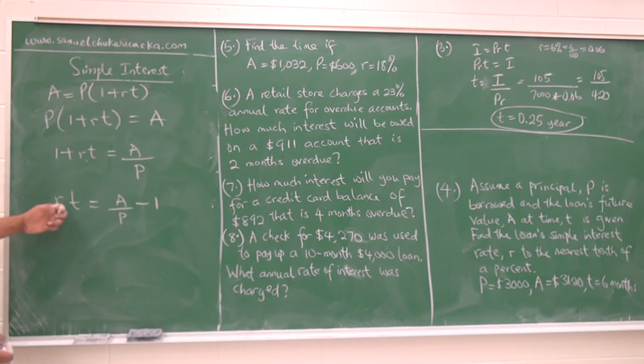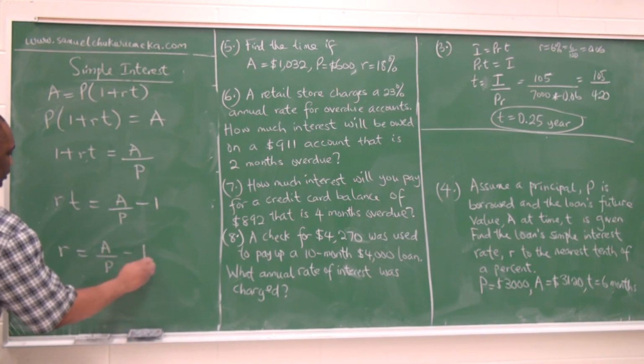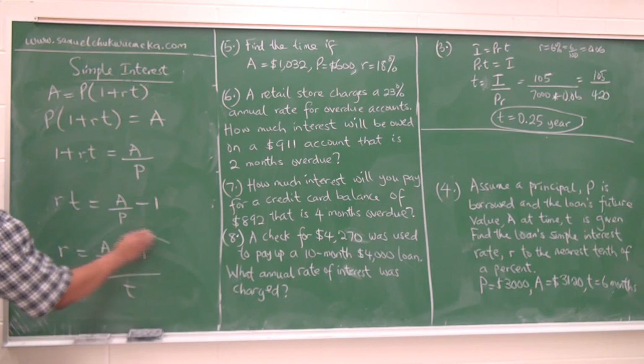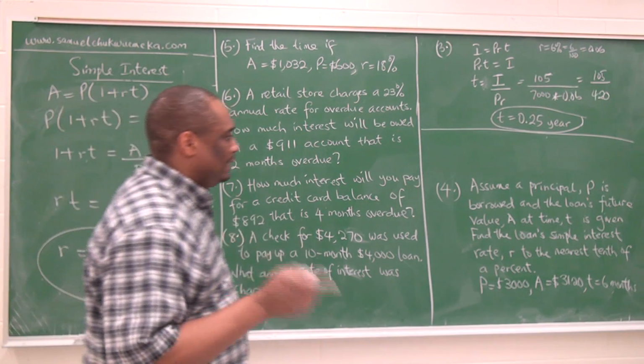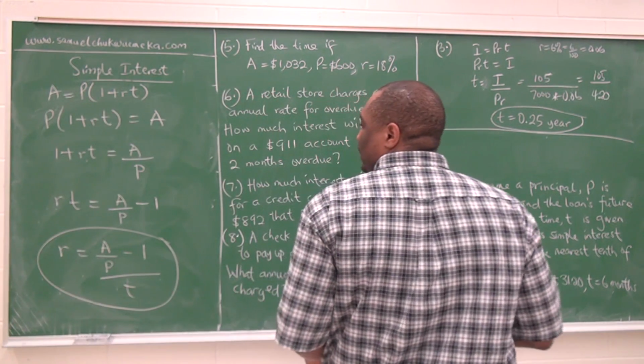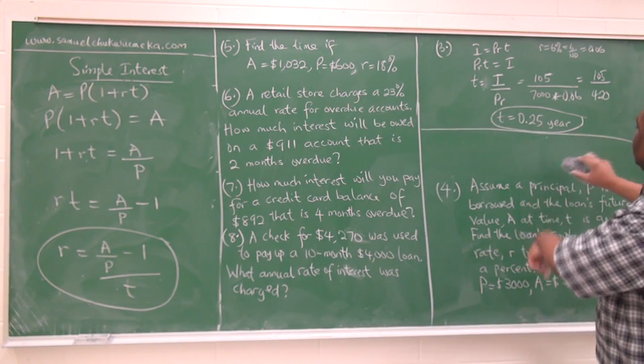And then we divide both sides by T. So R will be (A over P minus 1) divided by T. You can take some time and look at it, okay? But it's important that you view my video on literal equations. So let's now use this and solve this.